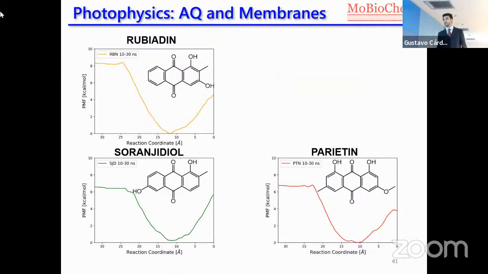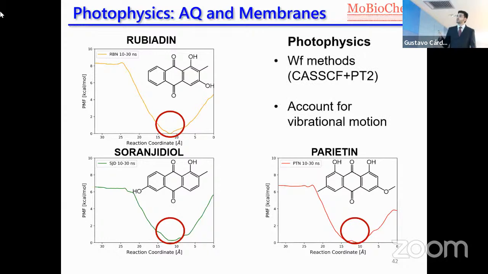So this, of course, represents the second part of this project. What we are doing now is studying the photophysics of all three molecules at the minimum region of each one of the permeation profiles here. In particular, we're doing so by means this time of wave function methods, so CASSCF plus perturbation theory, and we also need to account for vibrational motion.